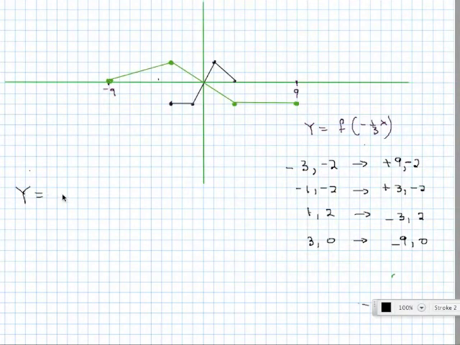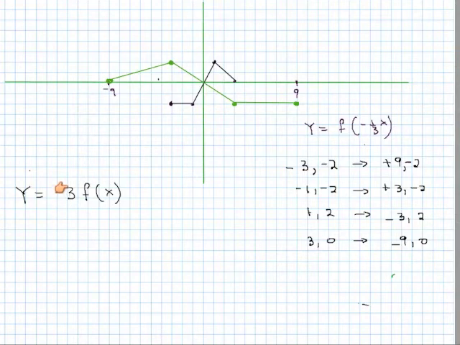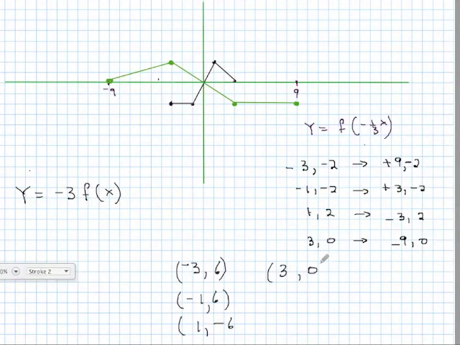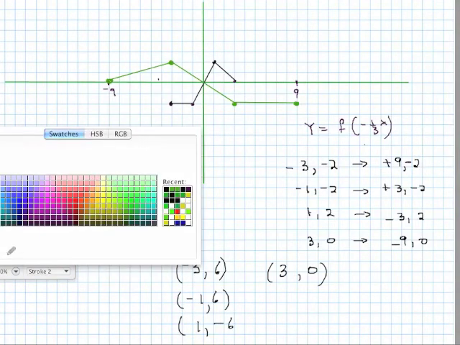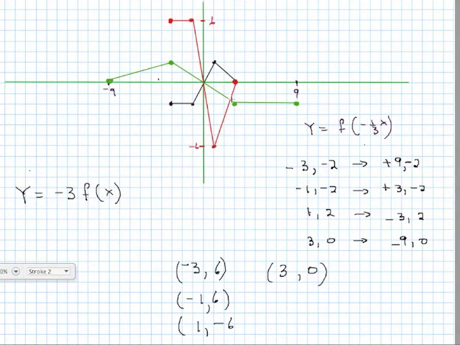y is equal to -3 f of x. And in this case, the transformation is not on the x, so we don't have to do anything with the x. For a transformation on the y, we do not have to reverse any operation at all. So we simply take the y values and multiply by -3. So let's go ahead and plot this. And this is a graph that reflects a horizontal stretch by a factor of 3 and a reflection in the x-axis.